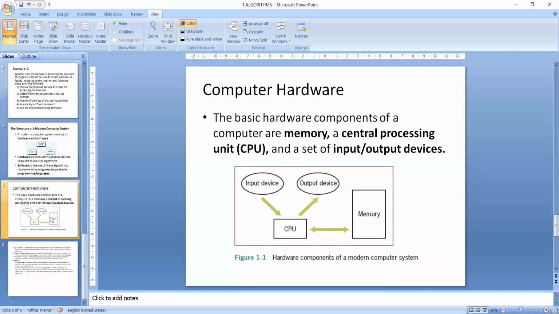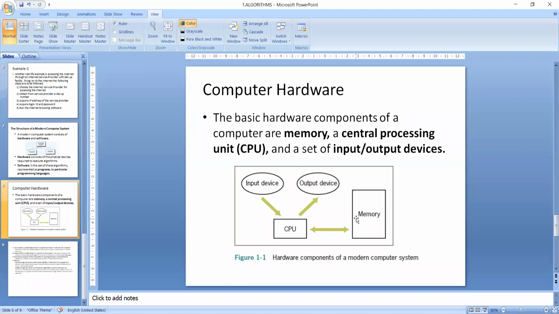Computer hardware: the basic computer hardware components are input devices, output devices, memory and CPU. For example, take the keyboard, which is one input device. Output devices are the printer, monitor and so on. These are treated as output devices.